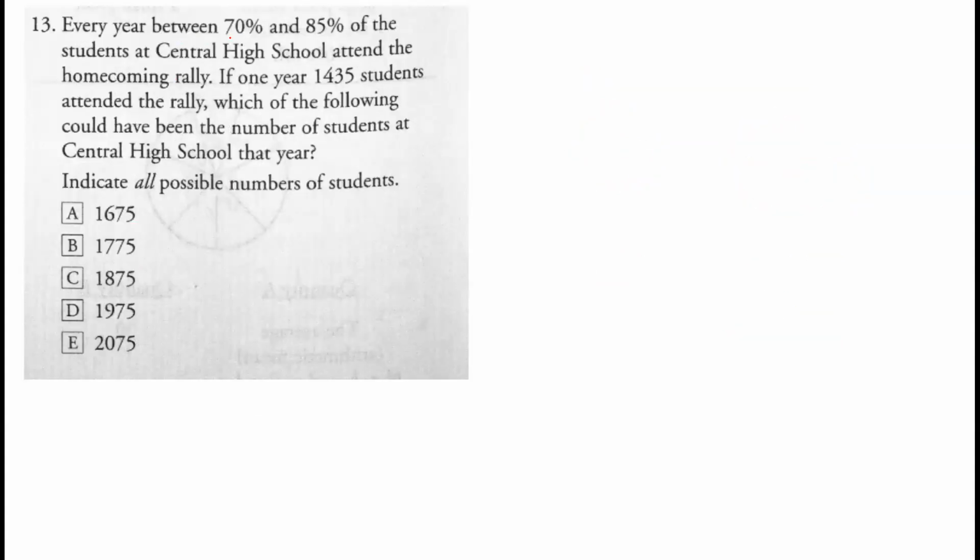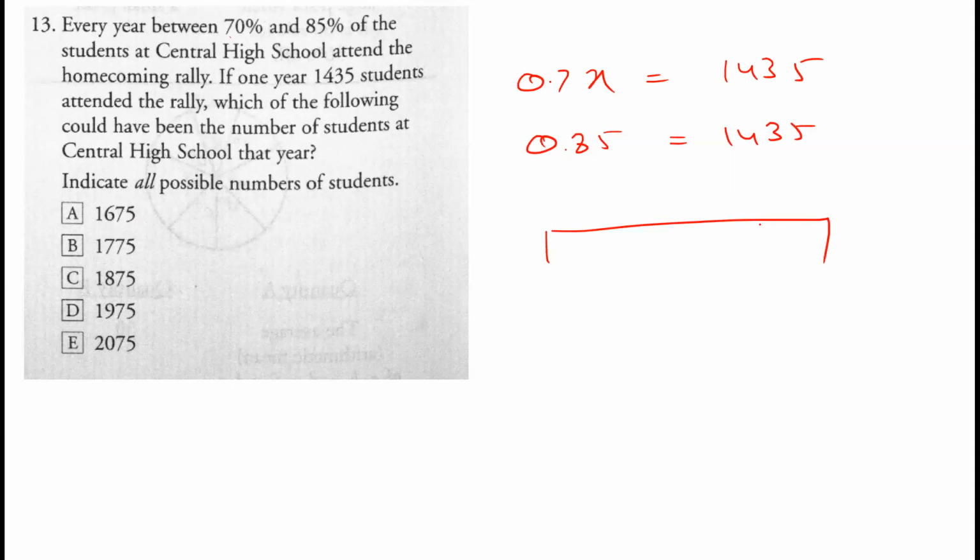Okay, so every year between 70% and 85% of the students at Central High School attend the homecoming rally. Let's suppose there are x students in Central High School. If one year 1,435 students attended the rally, which of the following could have been the number of students at Central High School that year? Now 70% of x can be 1435 and 85% of x can also be 1435, so we will have a range. The attendance is always between 70% and 85%.